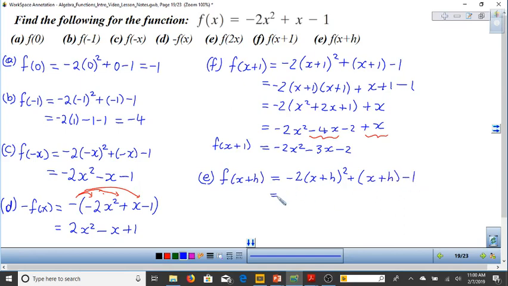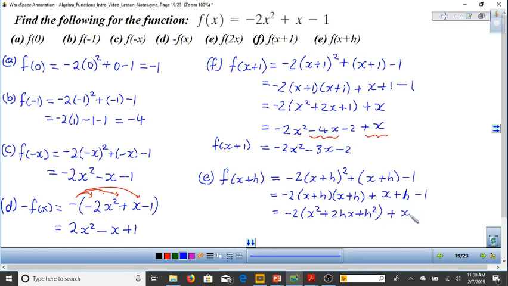And then we perform the operation. Negative 2 times x plus h squared is negative 2 times x plus h times x plus h. And then this x plus h doesn't need anything because it's a positive 1 in front of the parentheses. And we have a minus 1 here. So let's continue here. We get negative 2 times x squared plus 2hx plus h squared. That's what you get when you multiply these two.